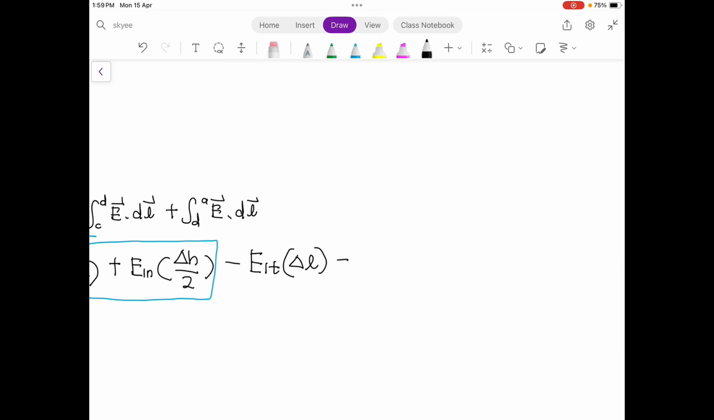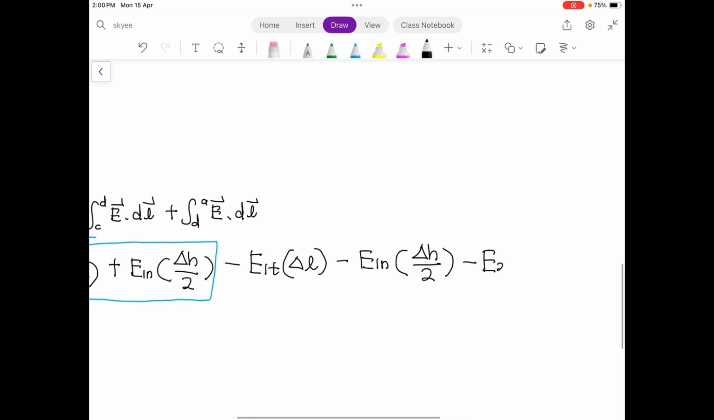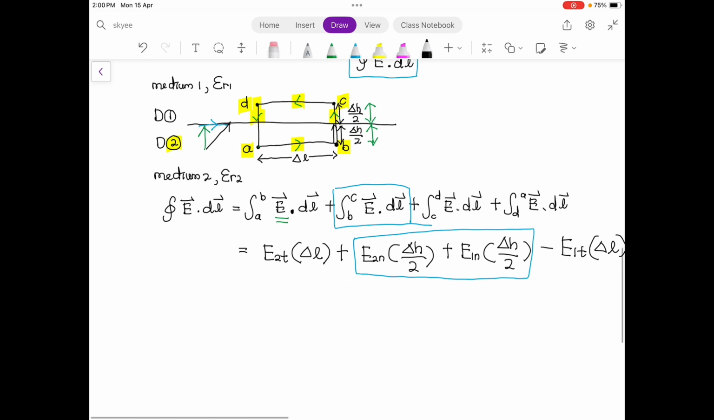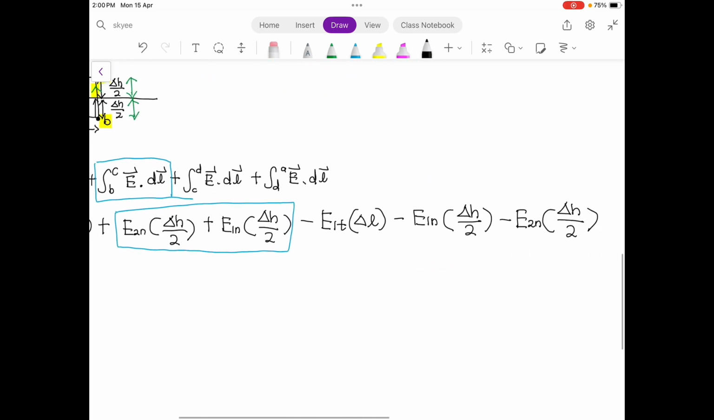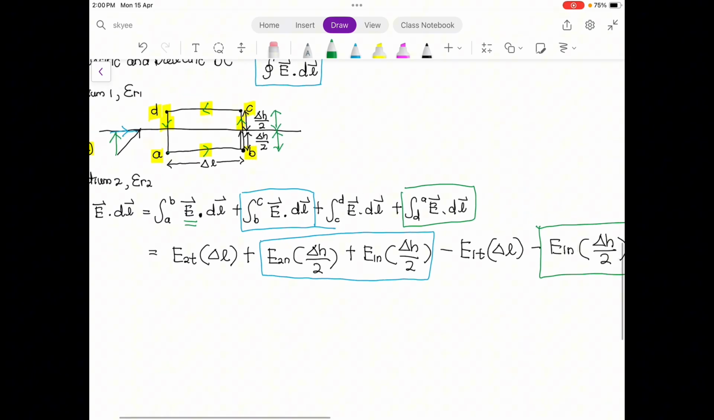So it will be equal to E in medium 1, the normal component, multiplied with delta H over 2, and minus E2n multiplied with delta H over 2. These two are representing this term. You have to put a minus because they are in the opposite direction with the previous one.